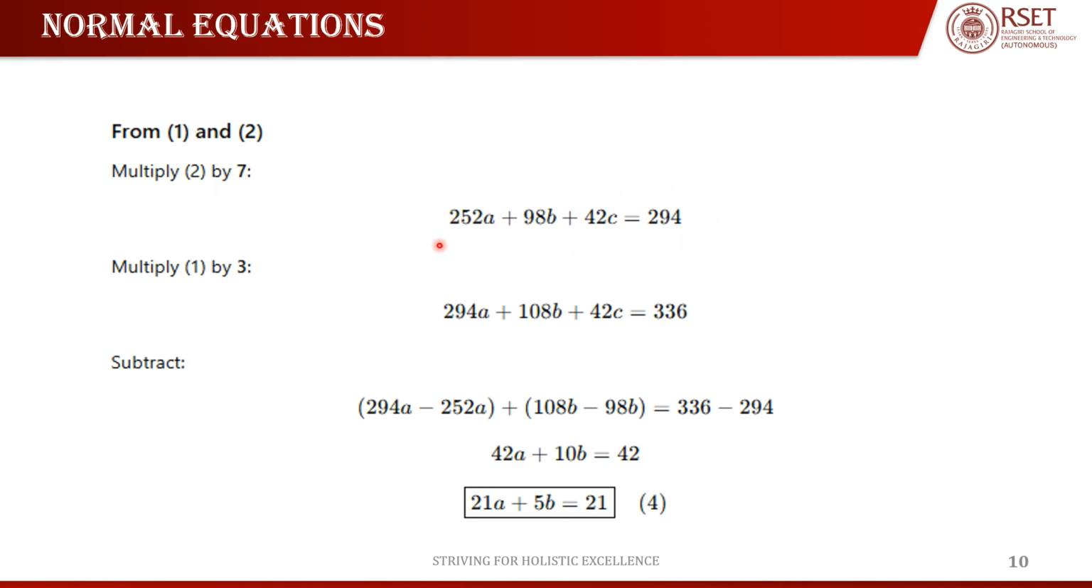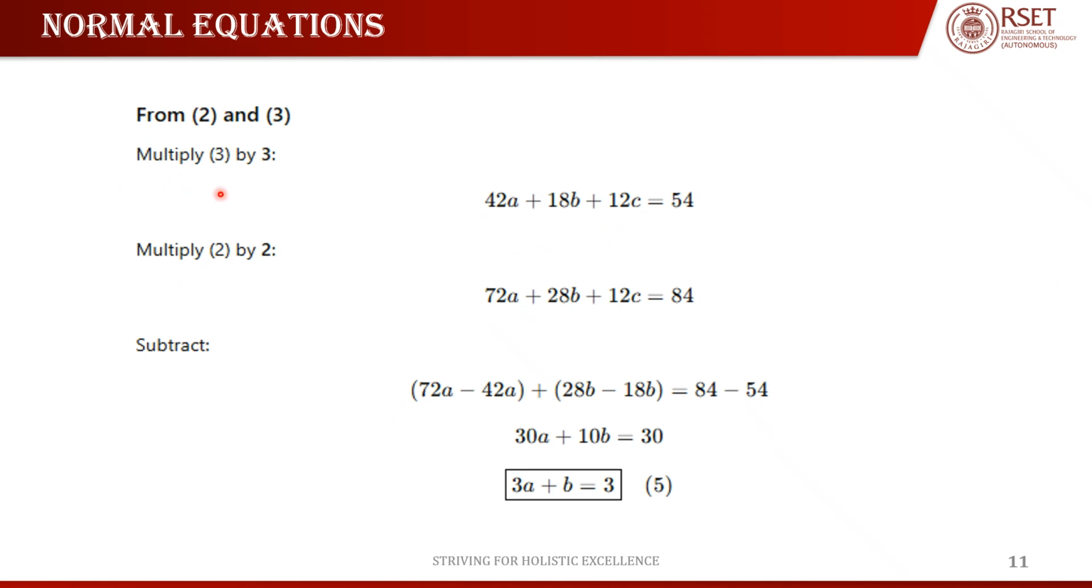multiplying the second equation by 7 you have this 252a plus 98b plus 42c is equal to 294. And similarly you will just multiply the first equation by 3, and also you have 294a plus 108b plus 42c equal to 336. On subtracting you will just get an equation where you have only a and b. Okay, so on doing that you will have 42a plus 10b is equal to 42, and from here just cancelling 2 outside, taking the 2 common on the RHS and the LHS, you have 21a plus 5b is equal to 21. Okay, keep the equation here.